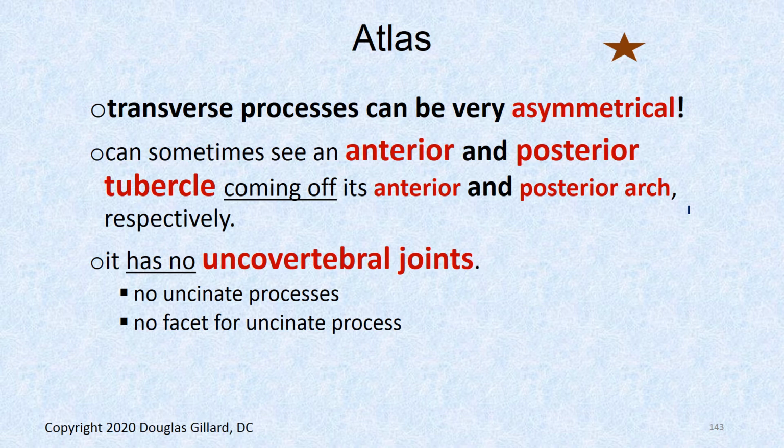There are no uncovertebral joints here. There's no Batman's ears with regard to the atlas. We talked about the anterior and posterior tubercles, which come off the anterior and posterior arch.